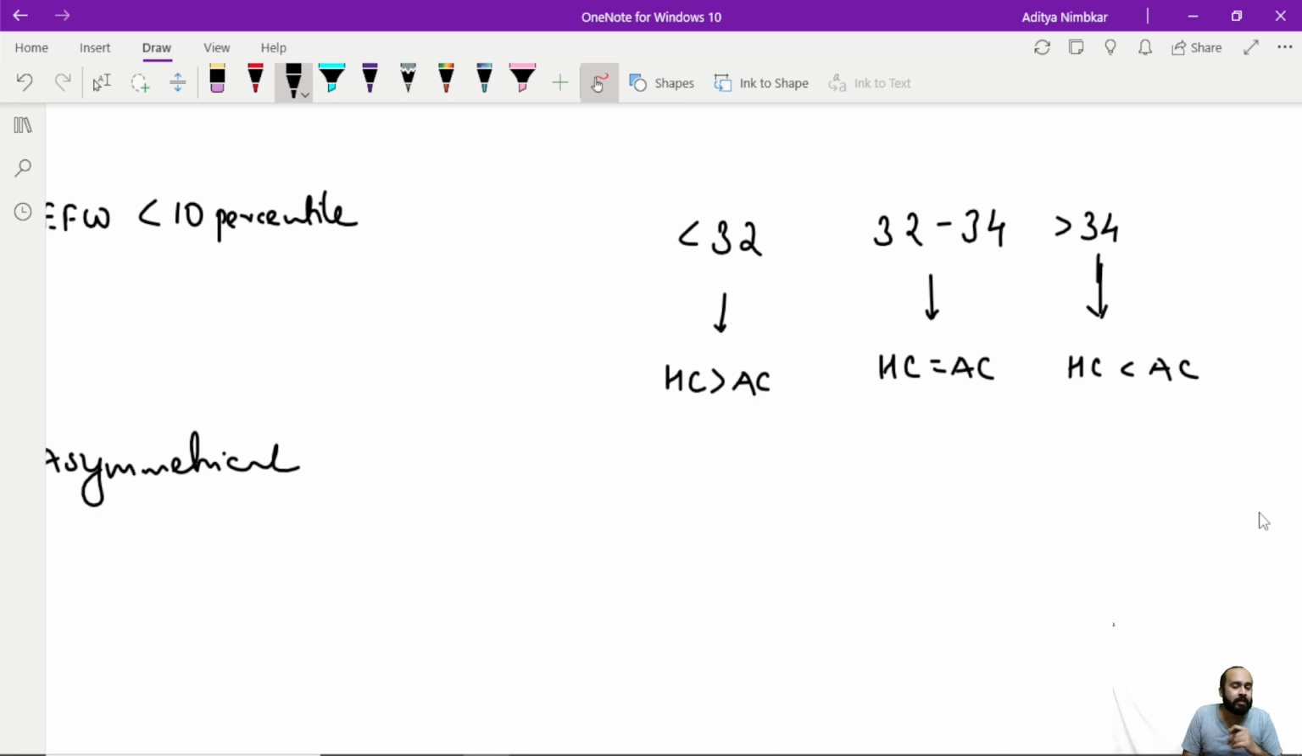So that is the reason we often say that preterm breech presentation should not be delivered vaginally, especially the ones who are very preterm, that is below 32 weeks of gestation.